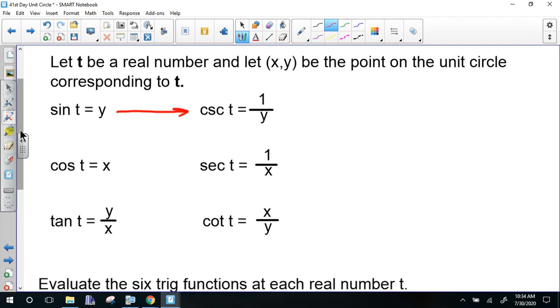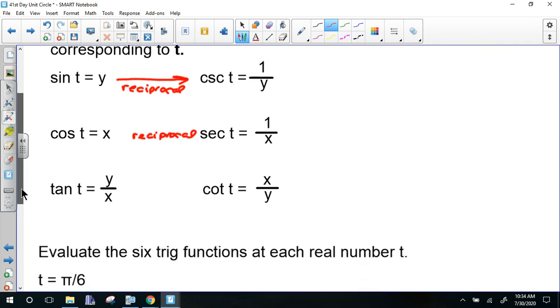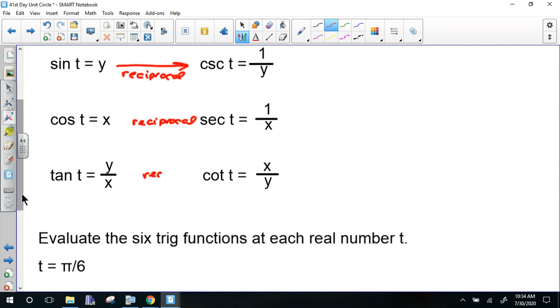Cosecant is the reciprocal of sine. So we flip it and we get 1 over y. Secant is the reciprocal of cosine. So if we flip it, we get 1 over x. And cotangent is the reciprocal of tangent. If you flip y over x, you get x over y.